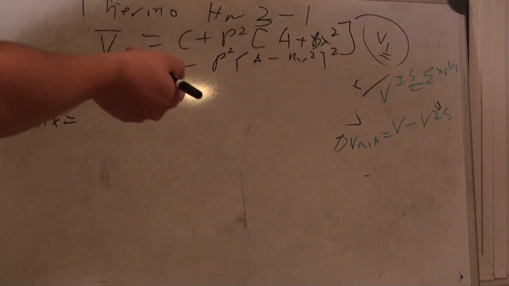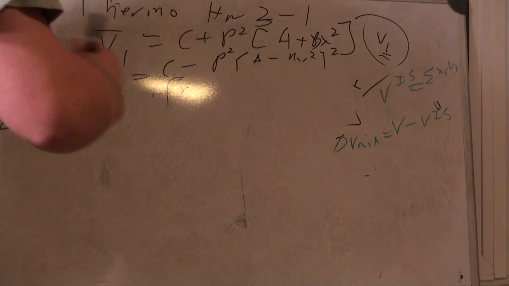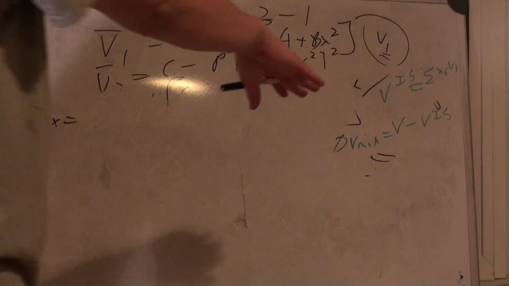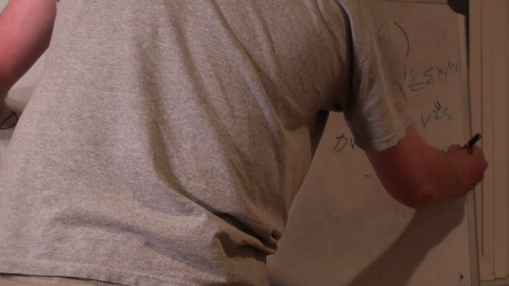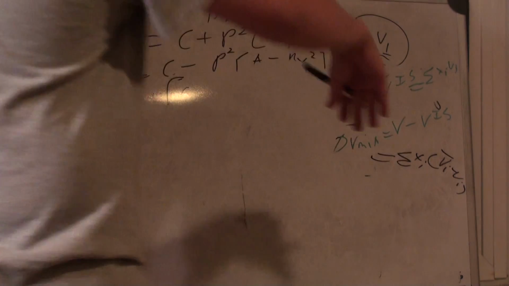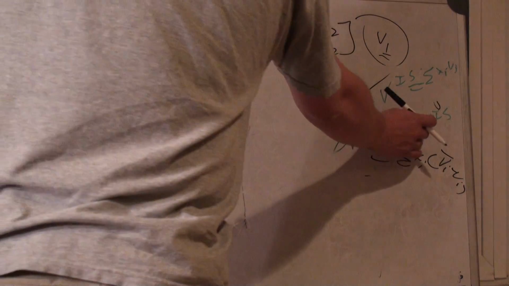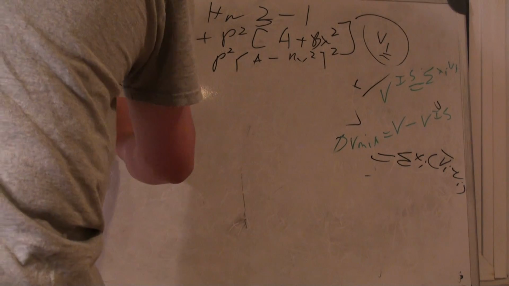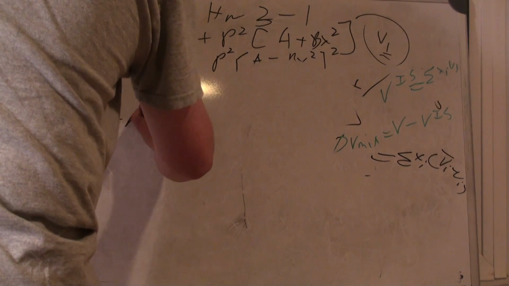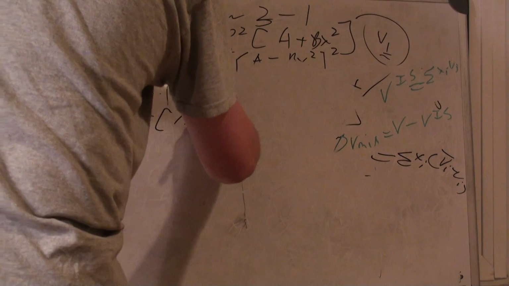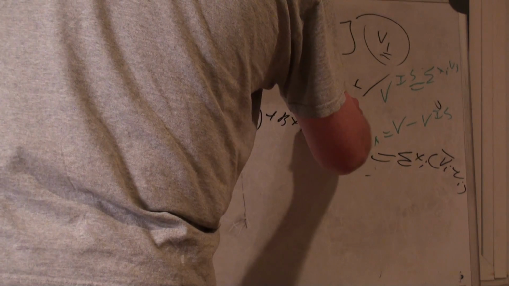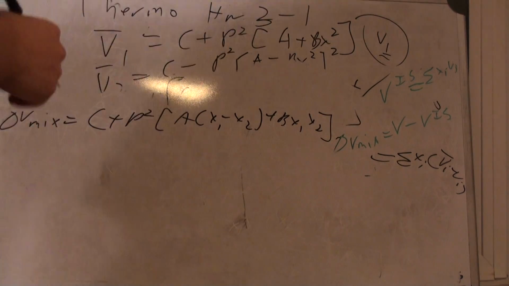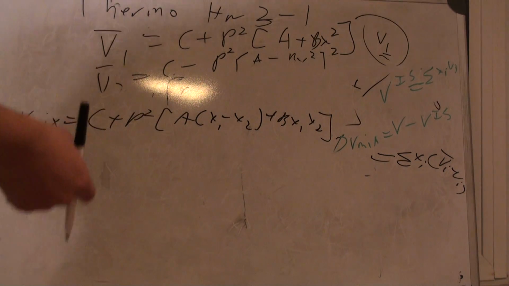Another thing I can do, if this helps, is remember I can write this because of what V is equal to and what V ideal solution is equal to. I can write this as the summation of xi times partial molar Vi minus Vi. And I'm not going to do that because I think it'll be easier to just have the equation I had, which was C plus P squared A times x1 minus x2 plus B x1 x2. I believe that looks right.